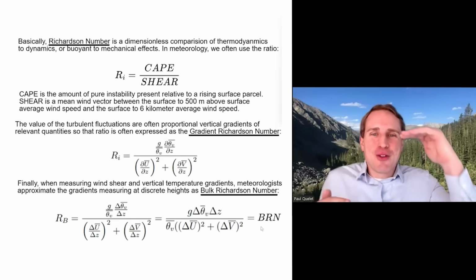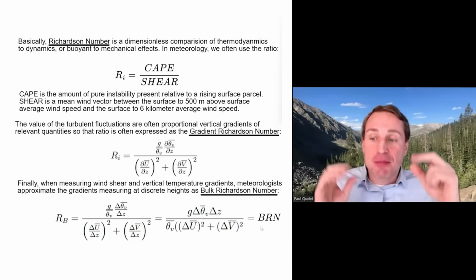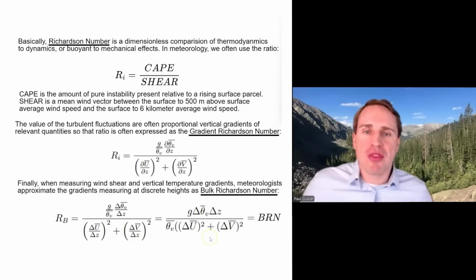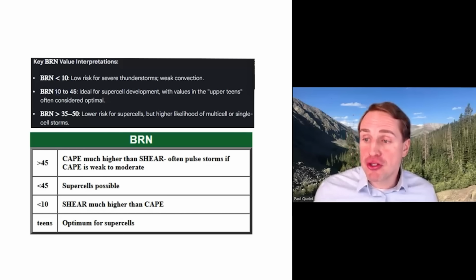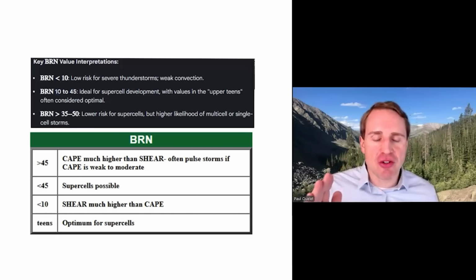It's essentially the ratio of CAPE to shear, but we often formulate it in terms of gradients, but those gradients are somewhat difficult to calculate. So instead, we're just going to calculate with some finite values. Bulk Richardson number, if it's very small, that means the denominator is large and shear is dominating.